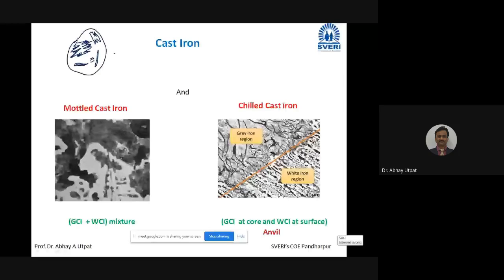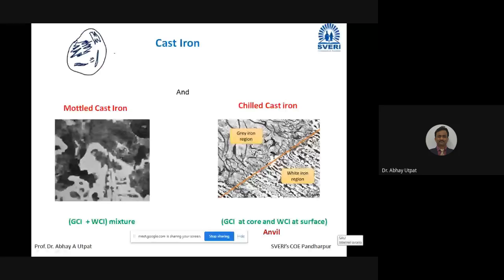Now, what is chilled cast iron? Chilled means fast cooling. Chilled cast iron also has grey and white cast iron. But there is a difference between chilled cast iron and mottled cast iron. Chilled cast iron has a layer of white cast iron over grey cast iron, whereas in mottled cast iron there is a complete mixture throughout.